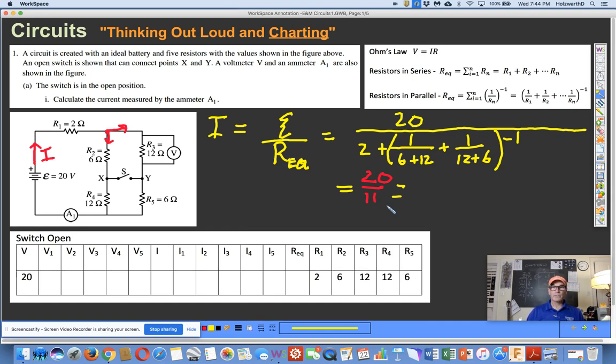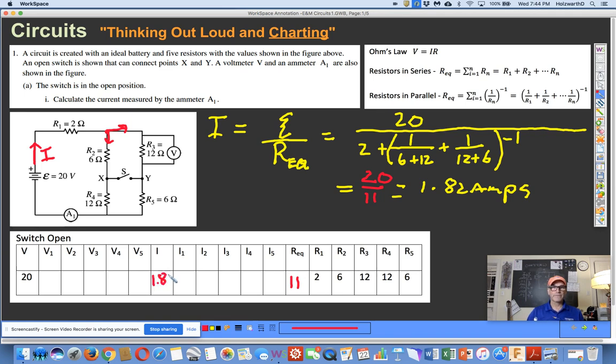All right, 20 divided by 11 is 1.82 amps. And I had said that the current, once it reaches that junction, is going to split evenly. So that gives us the current through R3 and R5, and the current through R2 and R4. So let's go ahead and fill in this chart. So filling in the chart, we have an equivalent resistance of 11 ohms. And we've determined that the current that leaves the battery, that's big I here, is going to be 1.82.